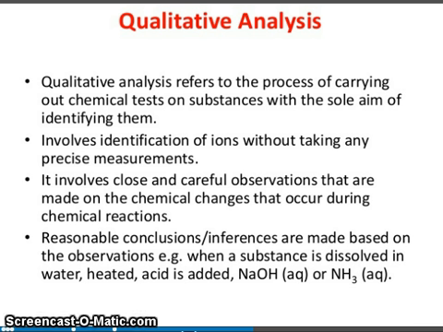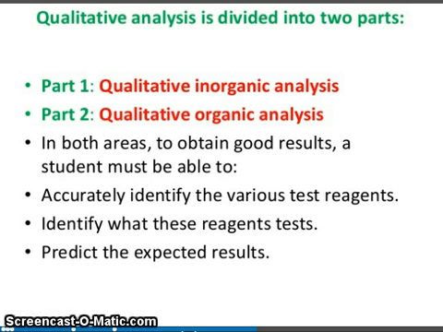A substance is dissolved in water, heated, acid is added, sodium hydroxide or aqueous ammonia. Qualitative analysis is divided into two parts: Part 1, qualitative inorganic analysis, and Part 2, qualitative organic analysis. In both areas, to obtain good results, a student must be able to accurately identify the various test reagents, identify what these reagents test, and predict the expected results.